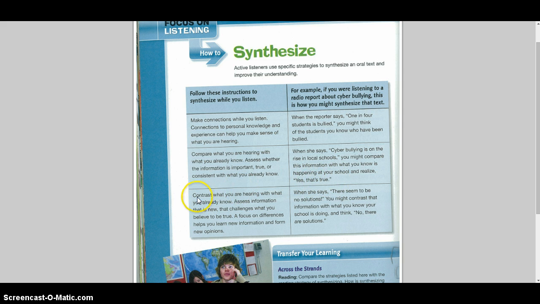The next thing to do is to contrast. Contrast what you are hearing with what you already know. Assess the information that is new, that challenges what you believe to be true. A focus on differences helps you learn new information and form new opinions. So for example, when she says, there seem to be no solutions, you might contrast that information with what you know your school is doing and think, no, there are solutions. So contrast means to think about what is different, okay? Compare things that are similar and make connections to things you already know.